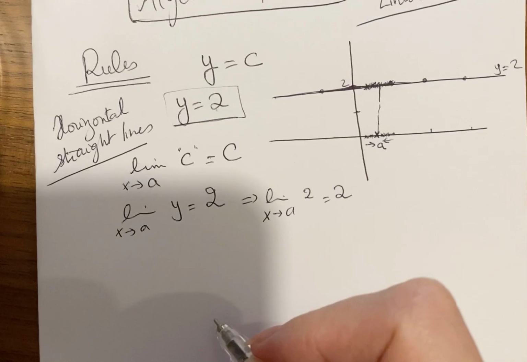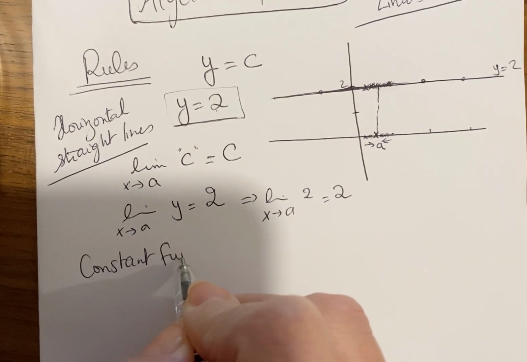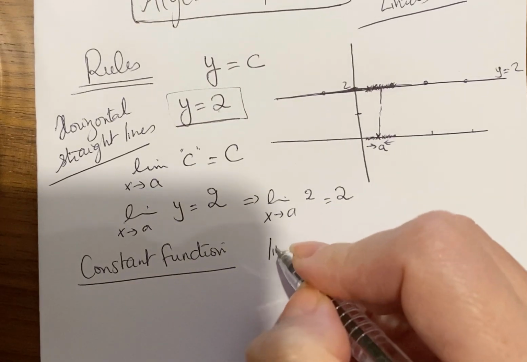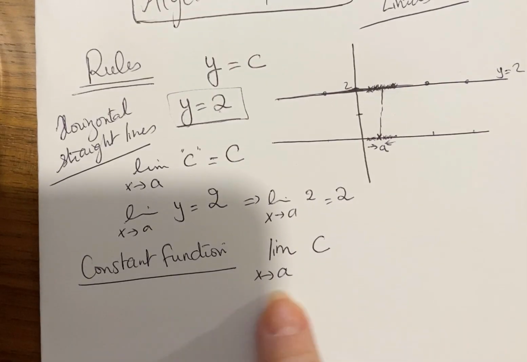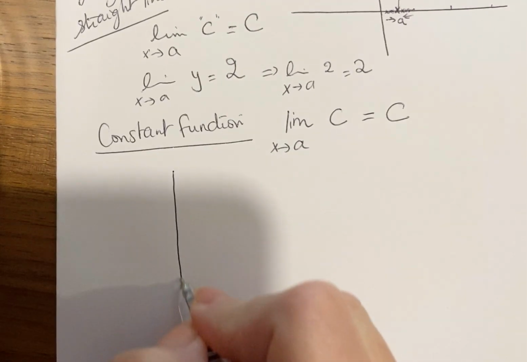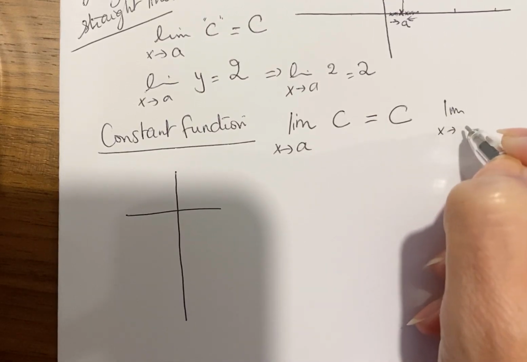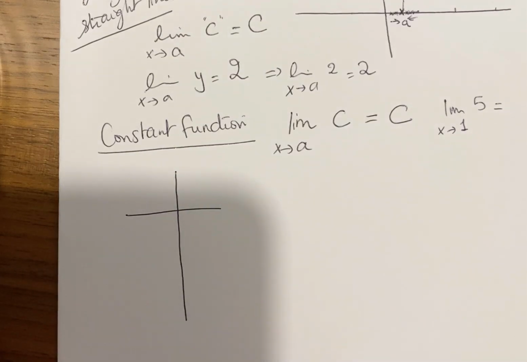So this gives us the first rule, which is the limit of a constant function. What is the limit of a constant function? The limit of a constant function as we approach any value you might think of is the constant itself. If you want to see it using a numerical table, let's assume we want to calculate the limit as x approaches 1 of the function y equals 5.